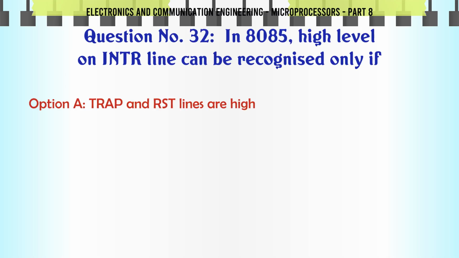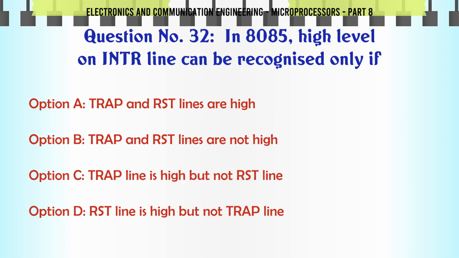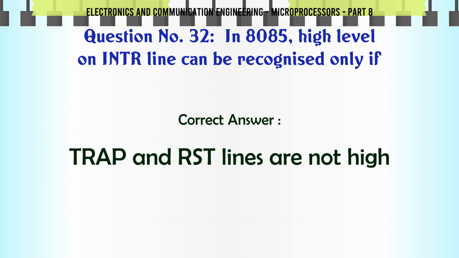In 8085, a high level on the INTR line can be recognized only if: A, TRAP and RST lines are high. B, TRAP and RST lines are not high. C, TRAP line is high but not RST line. D, RST line is high but not TRAP line. The correct answer is TRAP and RST lines are not high.